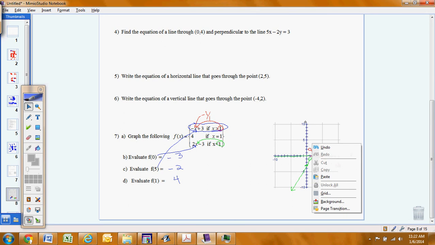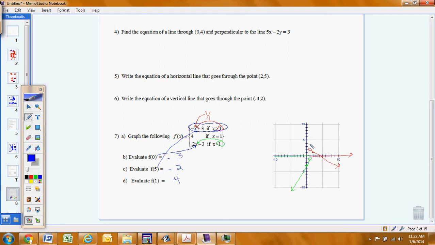Okay, and I don't know what's going on here. I'm hitting the button somehow inadvertently. Okay, I don't even have the pen selected. So I have a dot right there.